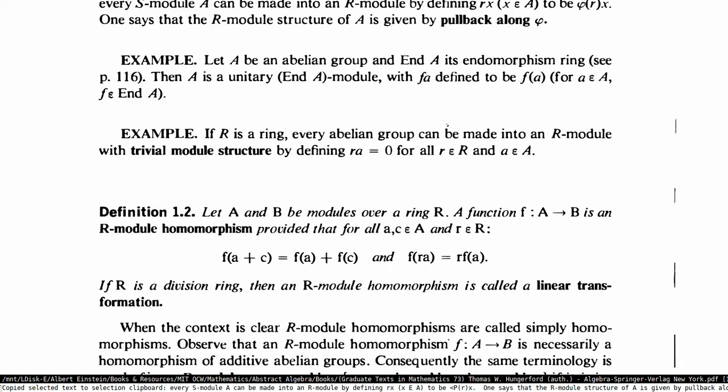Okay, so the trivial module structure is essentially this. You have a ring, and then every abelian group can be made into an R module by defining the trivial module structure. You just say that when you take elements from R and A and multiply them, you always get zero. So you have an R module that is zero.